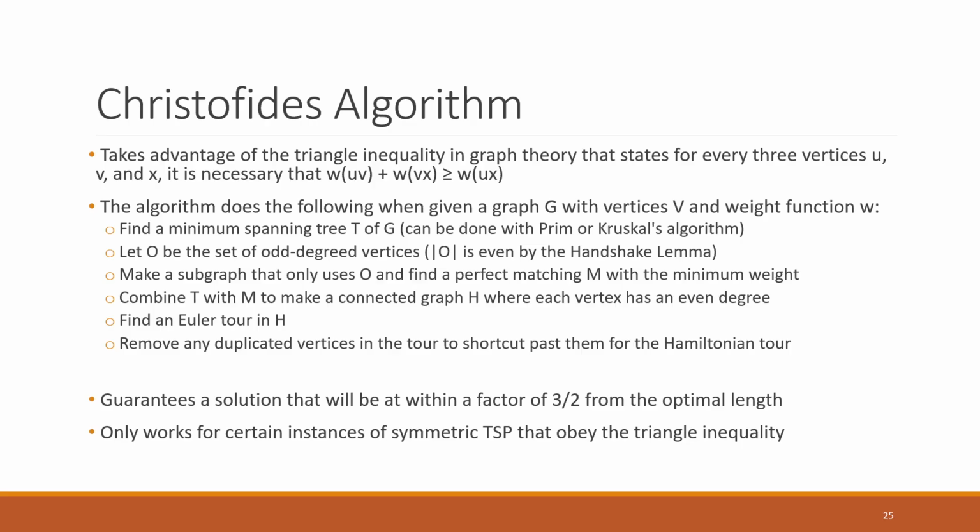We can then find an Euler tour in H, and we know that H has an Euler tour because it only has even degrees. After we find the tour, we remove any duplicated vertices in the tour to shortcut past them for the Hamiltonian tour. This algorithm guarantees a solution that will be within a factor of 3/2 from the optimal length. However, it only works for certain instances of symmetric TSP that obey the triangle inequality.